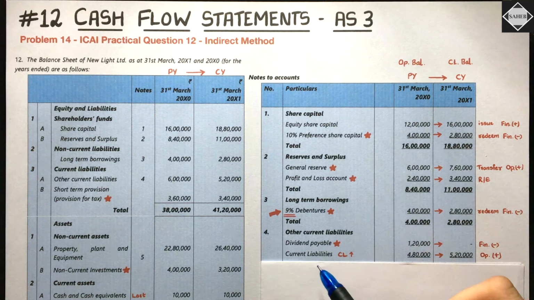You see, they have not given us separate current liabilities like trade payables and all. They have grouped everything together. So that's not a problem. We will directly consider that in working capital changes. That's what we do.